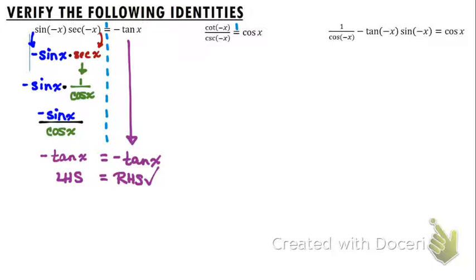Let's do this guy. Is cotangent even or odd? Cotangent is odd. So how do I rewrite that numerator? Negative cotangent of x. Is cosecant even or odd?